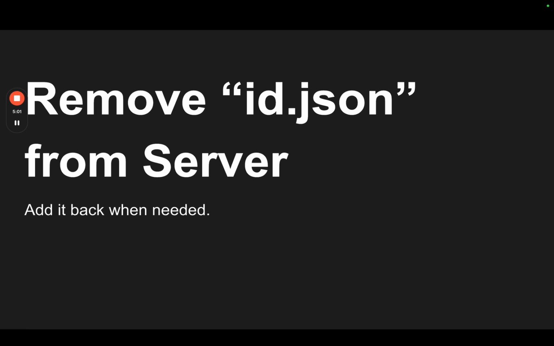And number 6, I believe this is the last one. You can remove the id.json from the server and add it back as needed. Now, in case you don't know what id.json is, think of it as your private key that connects to your validator. So if somebody logs in to your server right now, and assuming you haven't changed anything, they can basically get access to your private keys and steal your funds into withdrawal.